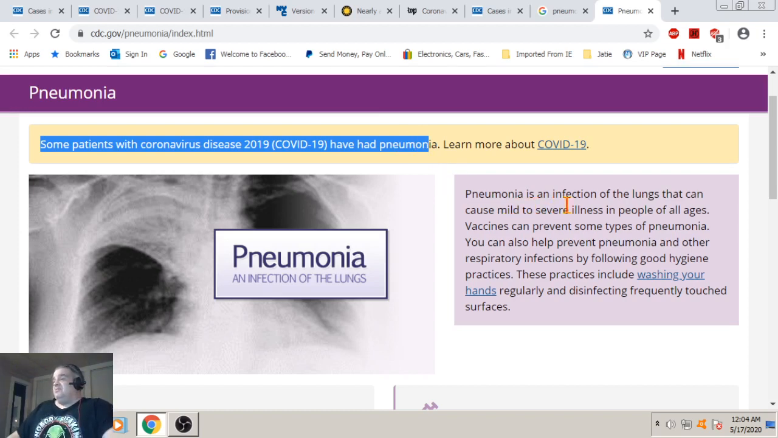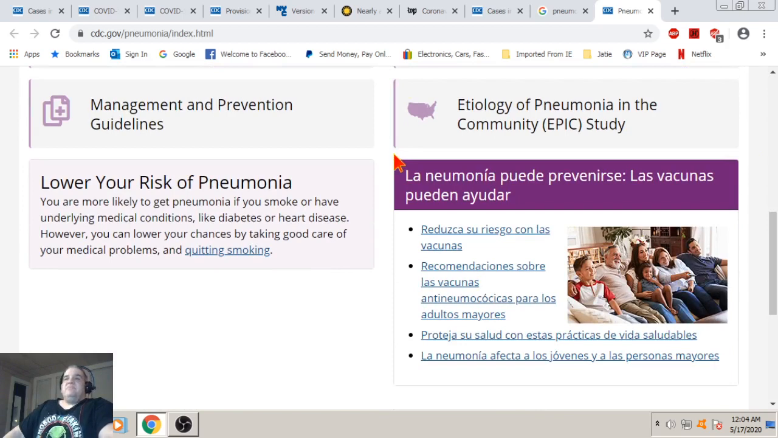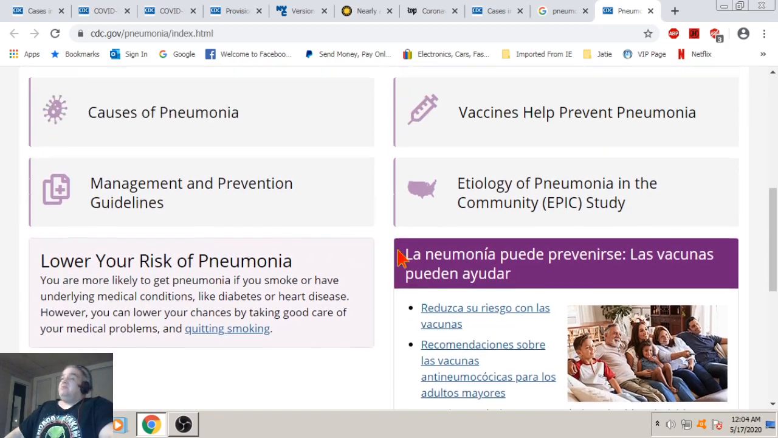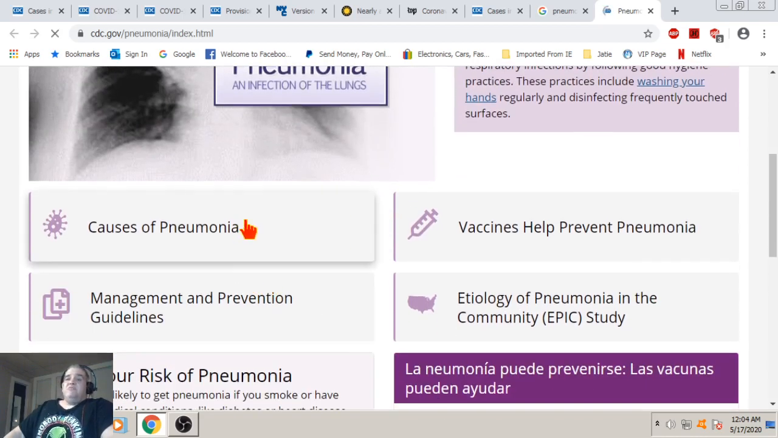It says right here, pneumonia is an infection of the lungs that can cause mild to severe illness in people of all ages. Vaccines can prevent some types of pneumonia. You can also help prevent it, and it goes on about hygiene and so forth. Lower your risk of pneumonia: don't smoke and things like that, which is a good thing. We all should. Causes of pneumonia.